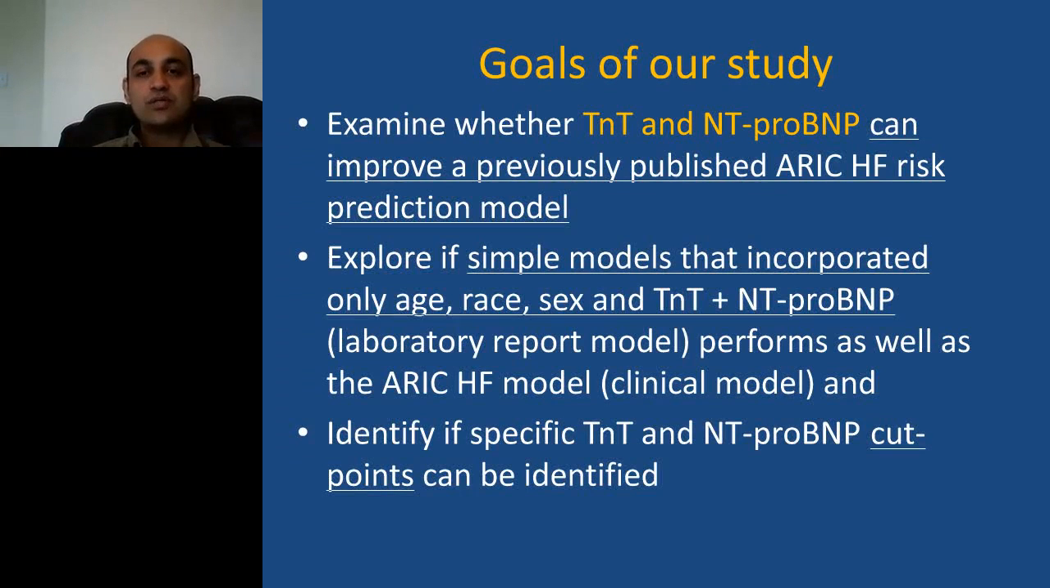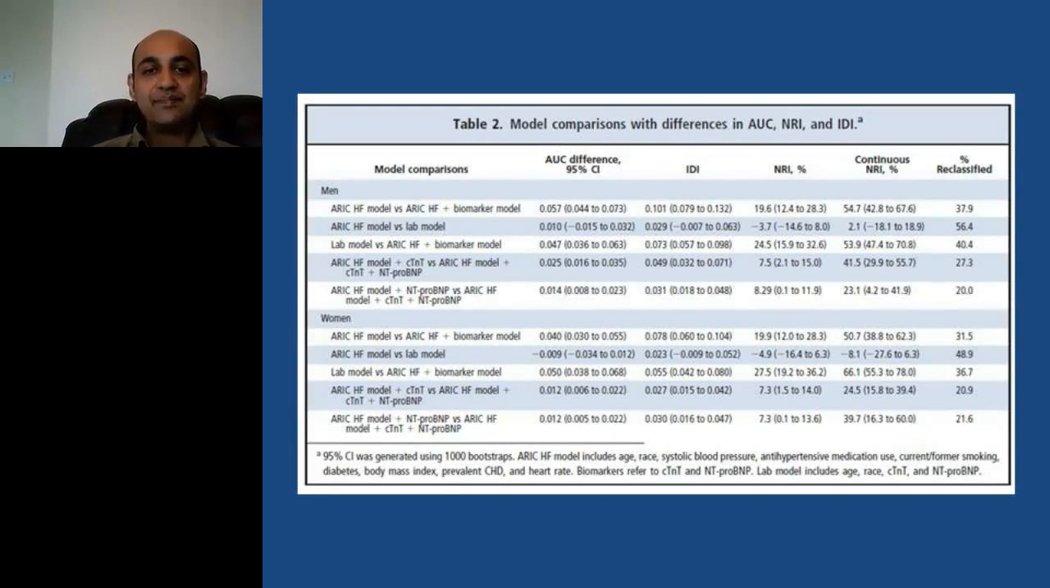Two things we studied were whether it added to the heart failure prediction model, and in addition whether a simple model that included only age, race, sex, and the troponin and BNP value, which we call a lab report model, can perform as well as the clinical ARIC heart failure model. Essentially, to summarize the study, what we found was that the lab model did as well as the clinical ARIC model. In other words, if you had just troponin and BNP values, your outcomes, your NRI and everything were similar to a clinical model alone.